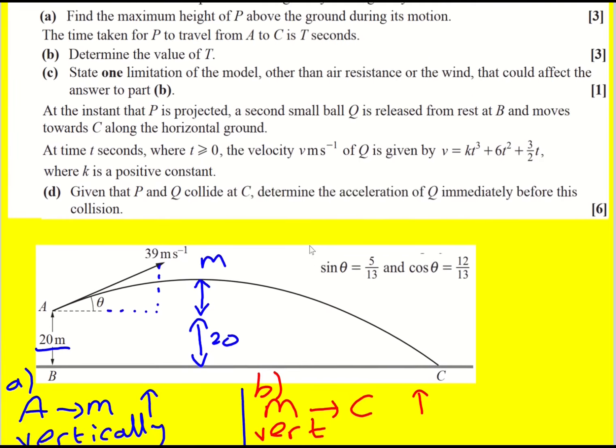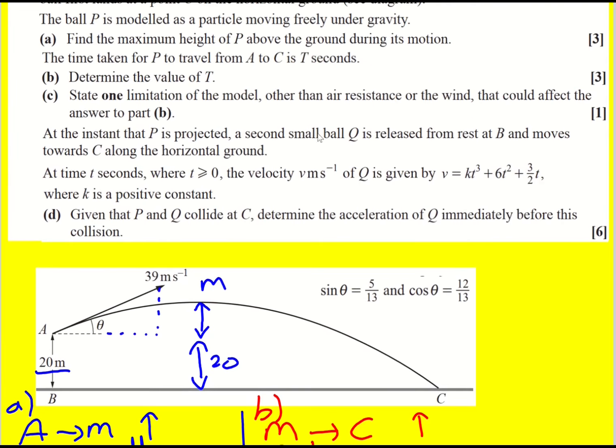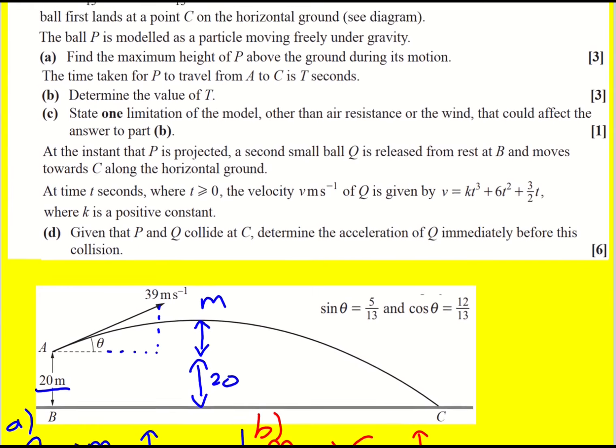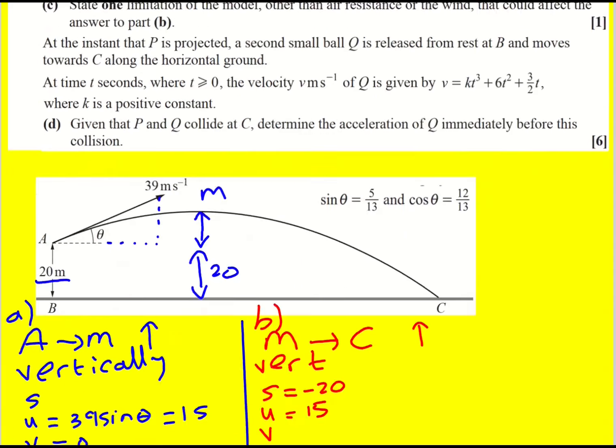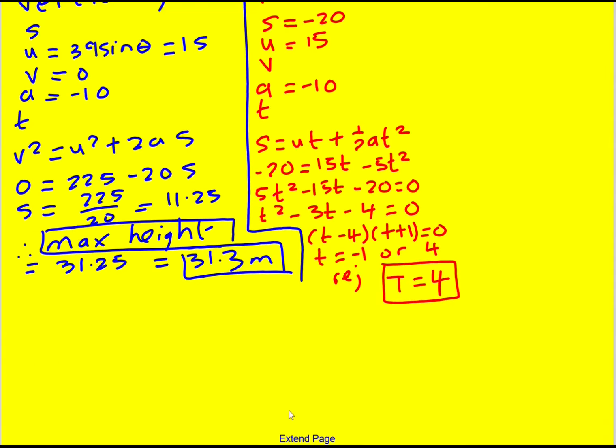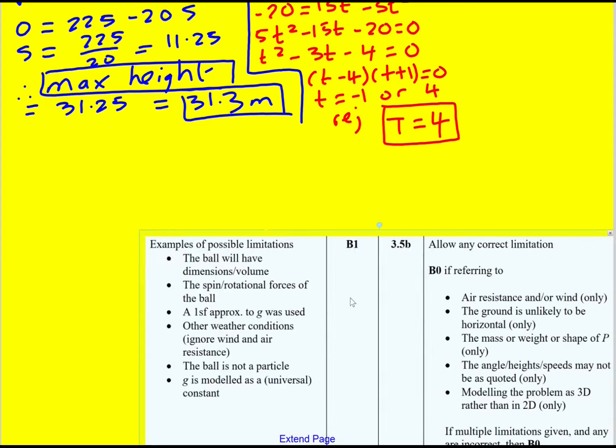Part C says state one limitation in the model other than air resistance or the wind that could affect the answer to part B. Now you've got to be careful here. It's not accepted if you start questioning the things that we've actually been told. Like we've been told that sine theta is 5/13, so you can't say the angle might not be that. And we're also told that it's horizontal ground. I was tempted to say maybe the ground's not horizontal, but we've been told that it is, so that doesn't count.